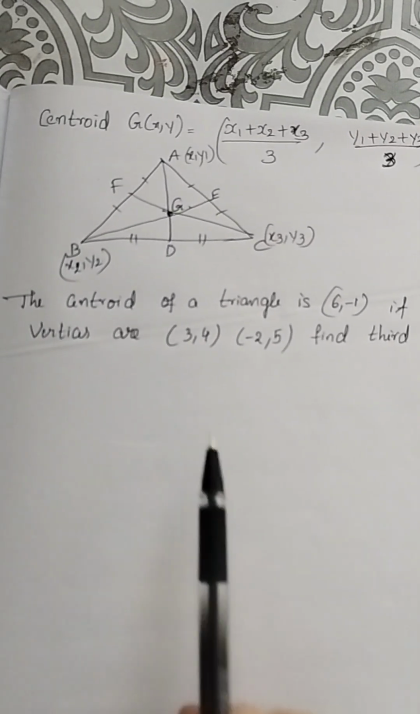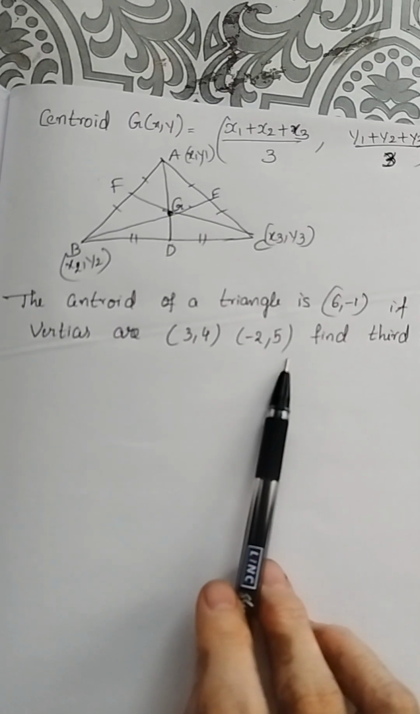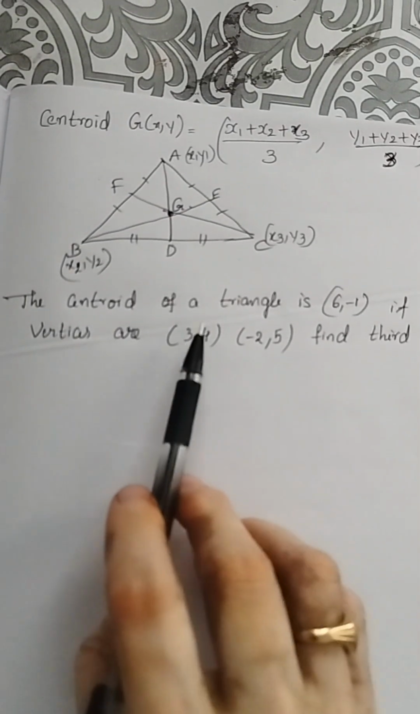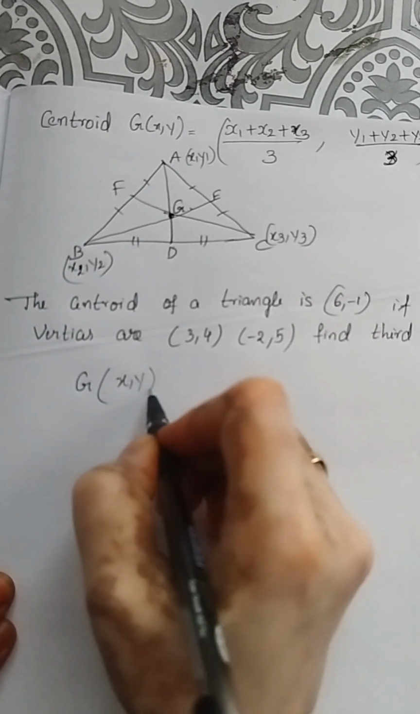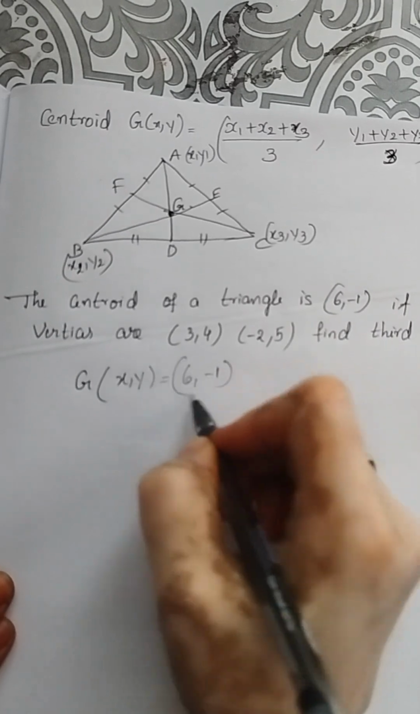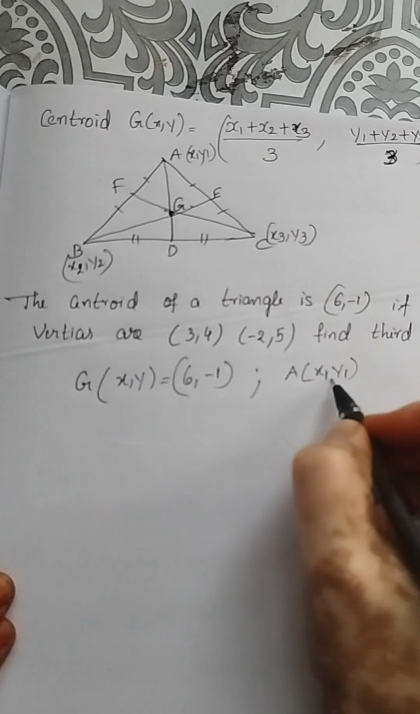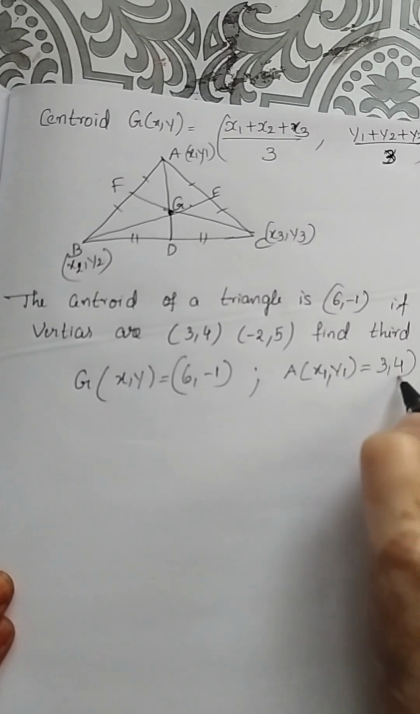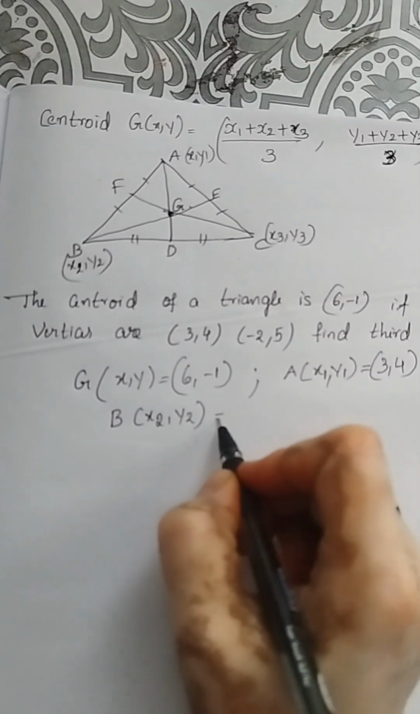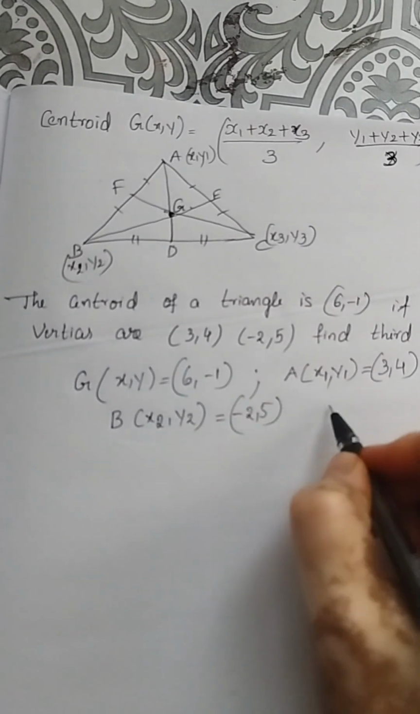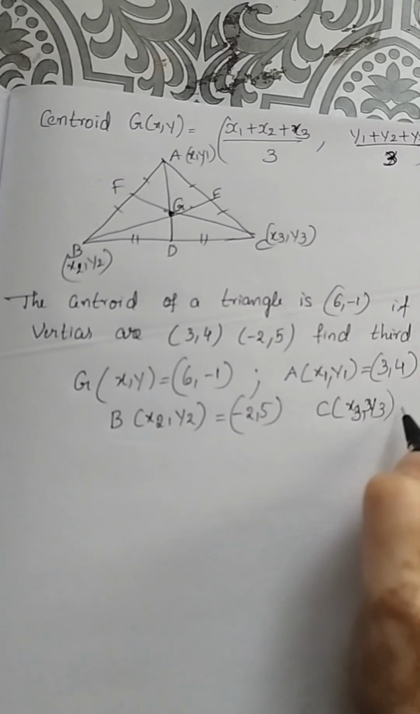So one question I am explaining to you. The centroid of a triangle is (6, minus 1). If 2 vertices are given, we have to find the third vertex. Okay, so what they give: G(x, y) equal to (6, minus 1). Next, A (x1, y1) is (3, 4), B (x2, y2) is (minus 2, 5). We have to find C (x3, y3), so we should find x3, y3.